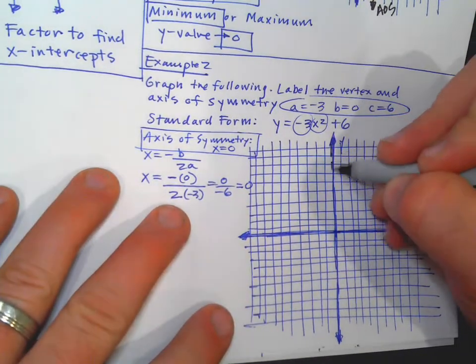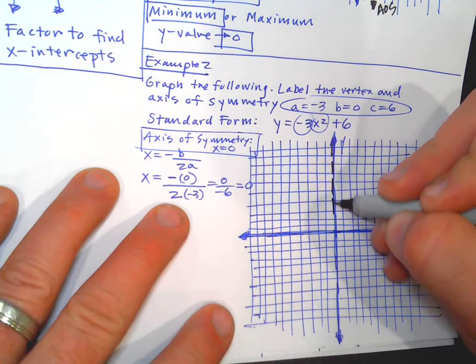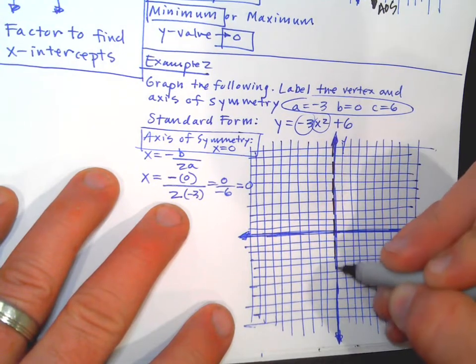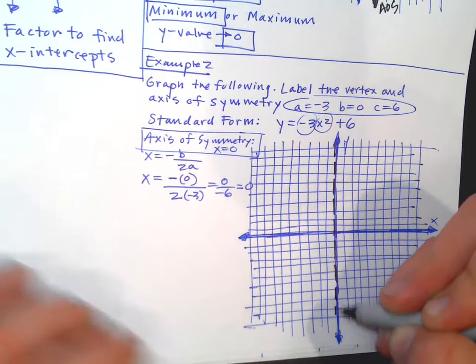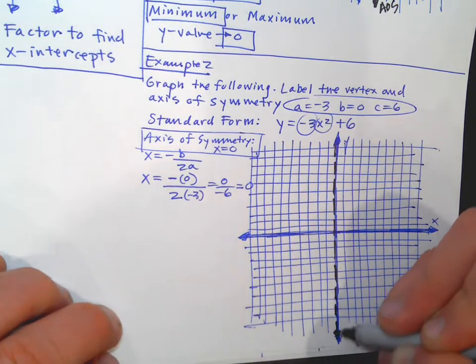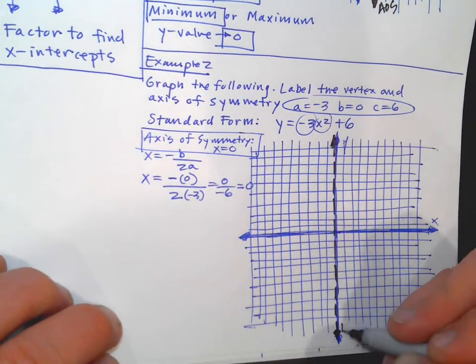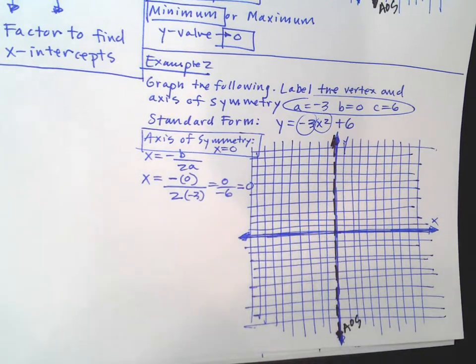Any vertical line has the equation x equals a number because all the x values are the same. I'm going to use something different. Now, this one's kind of hard because it's right on top of the y-axis. So try and make it stand out a little bit. You could use a highlighter if you want instead. So that's the axis of symmetry.